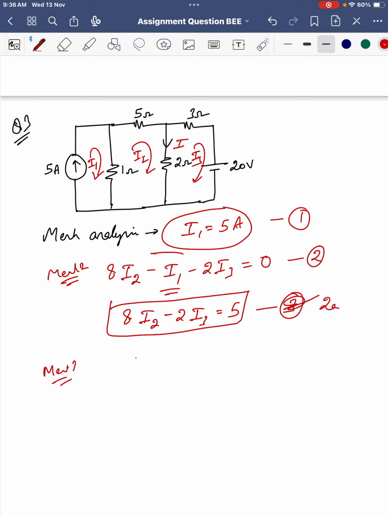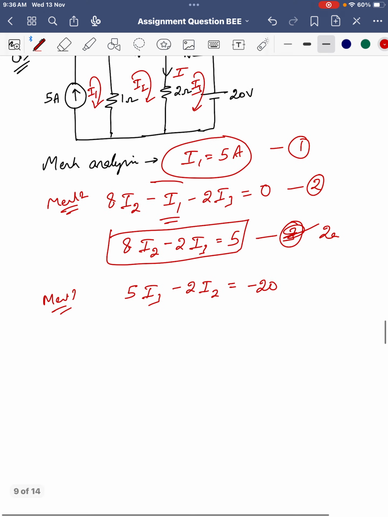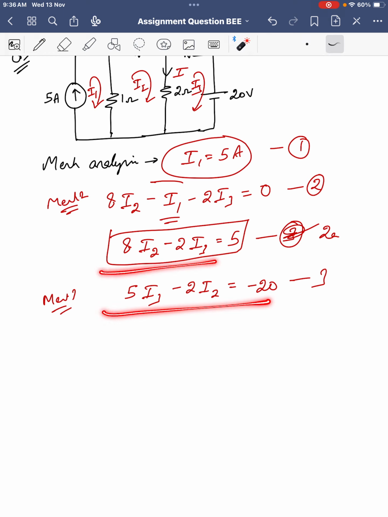In mesh 3 we have 5 I3 minus 2 I2 is equal to minus 20. So this is equation number 3. So now we have got two equations, this and this. So using these equations and two variables, we can get the value of I2 and I3. Let us solve it.